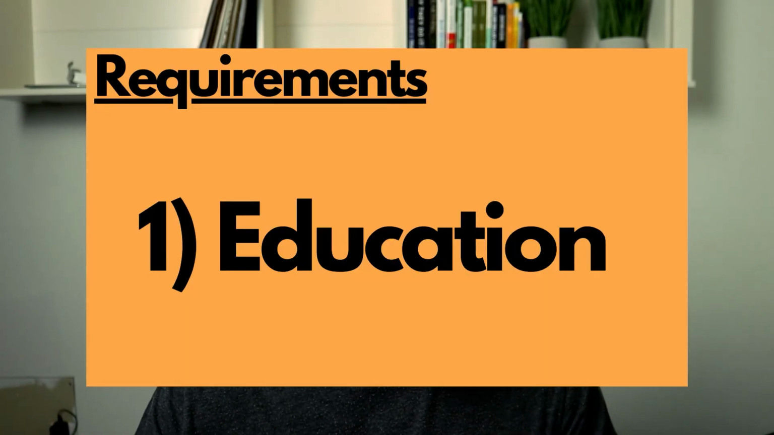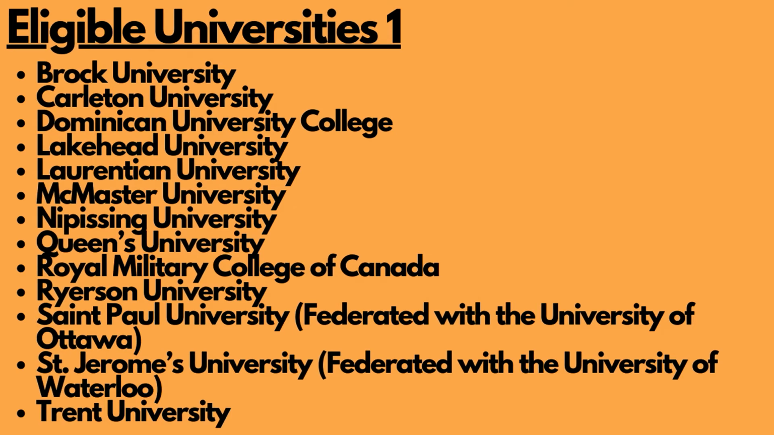So the first requirement is education. Some of this may be obvious, but you must have fulfilled the requirements to get a PhD before applying. And this PhD must have been obtained from an eligible university in Ontario. And there's a lot of these. I'm gonna put up two lists on the screen, and just make sure to get a good look at them and double check that your university is on the list. They won't be up for too long, so make sure to pause if you need to.